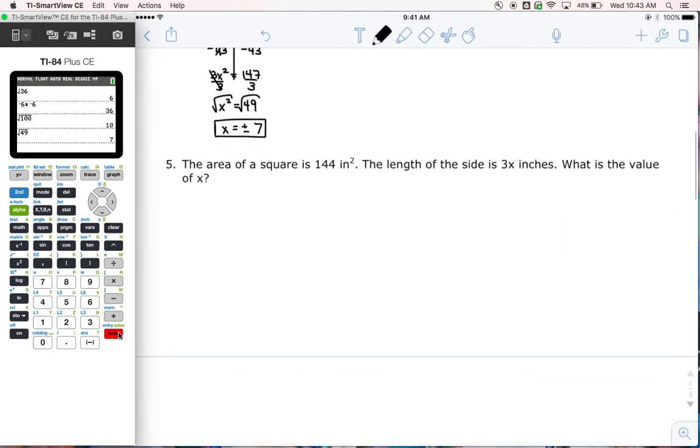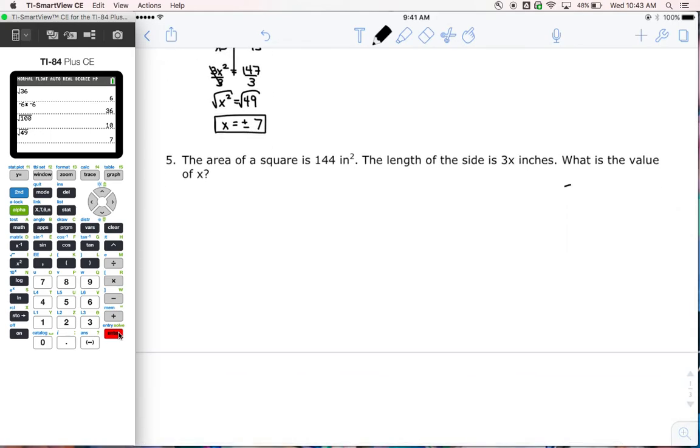Problem 5, the area of a square, so let's draw a square, right? I love drawing pictures. You guys probably know that by now. All right, area of a square, that's a crappy square. Area of a square is 144 inches. It says the length of one side is 3x. What is the value of x?